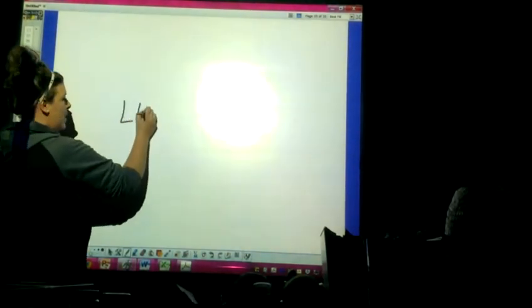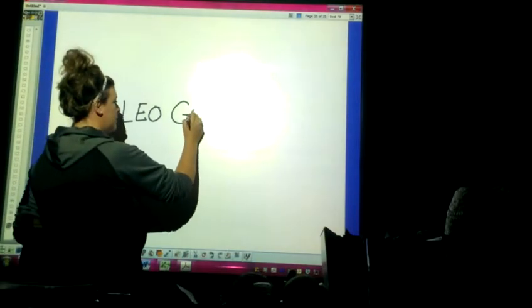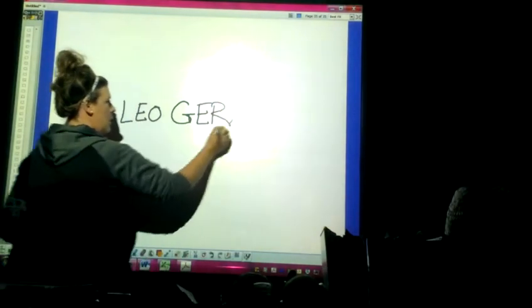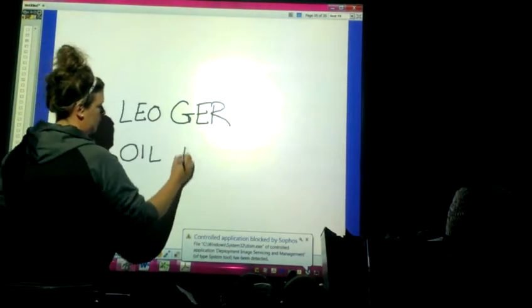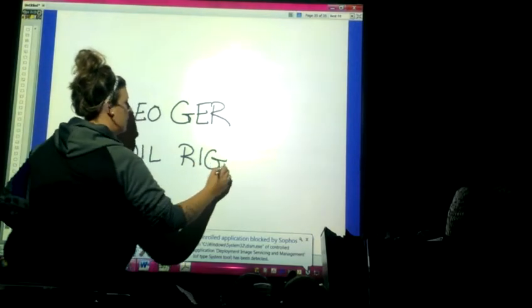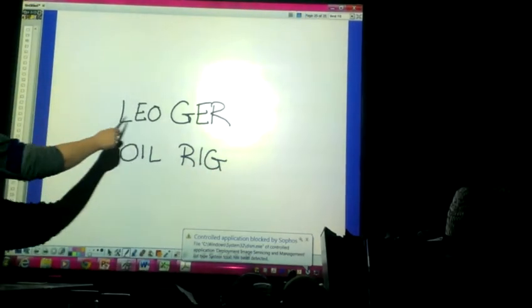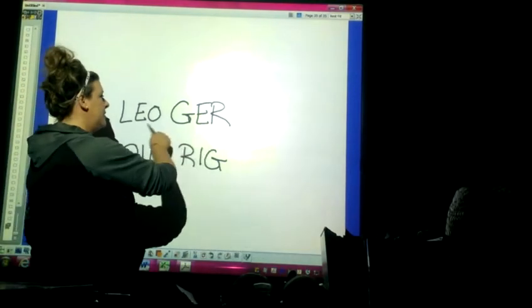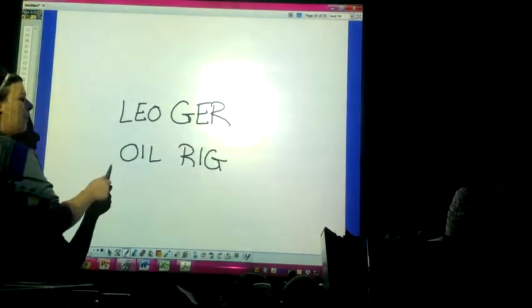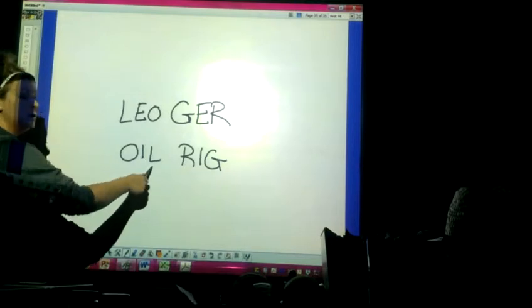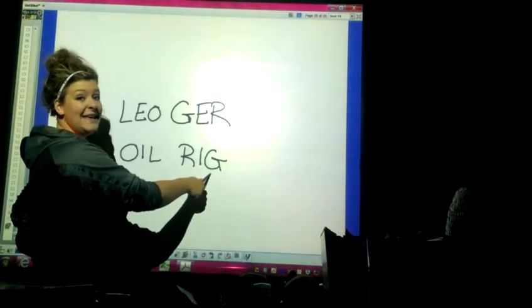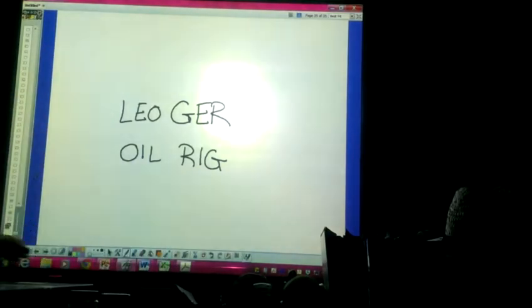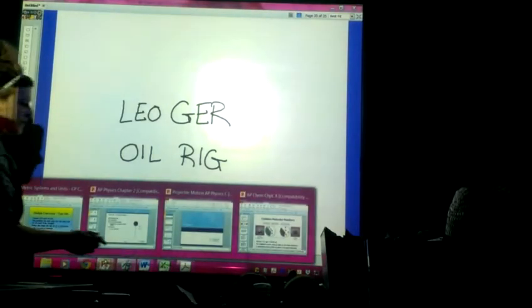We can have Leo the lion goes grr, or oil rig. Losing electrons is oxidation, gaining electrons is reduction. So Leo the lion goes grr, or oil rig: oxidation is loss, and reduction is gain. Either one can help you remember; those are some nice little things.